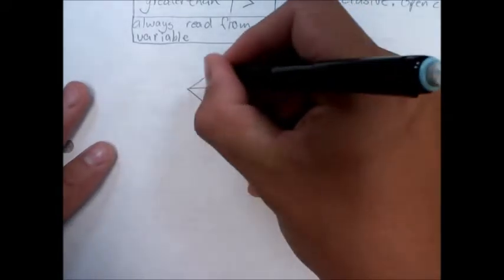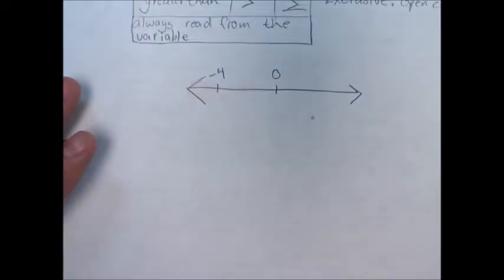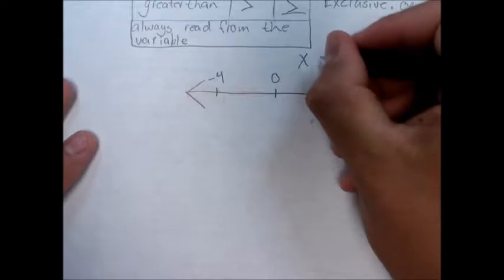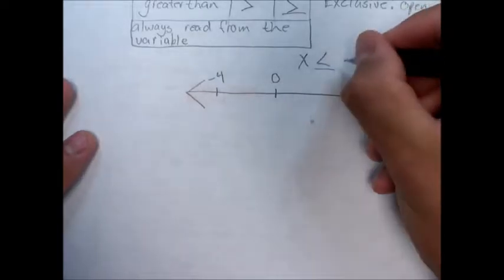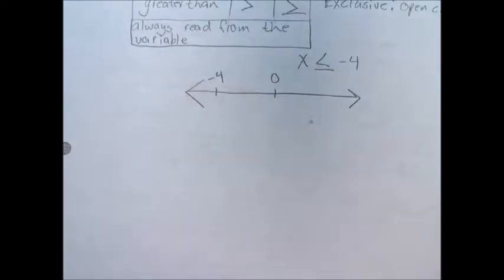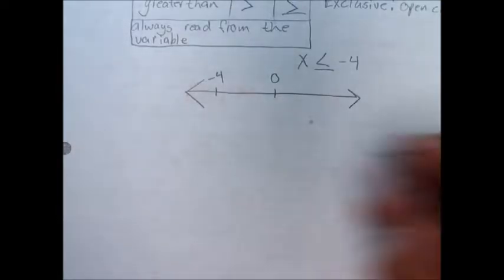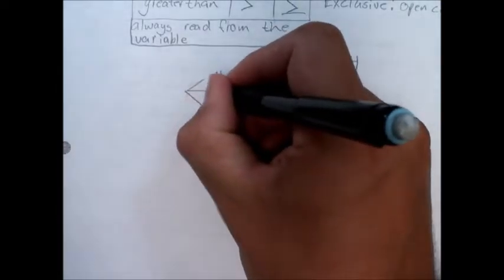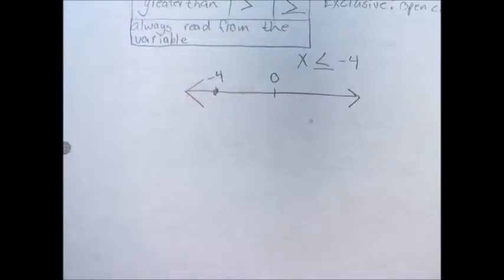So if we were graphing, let's say, -4, that's all I would expect on your number line: arrows, 0, and the number -4. So we're going to graph x is less than or equal to -4, specifically. So it says less than or equal to, meaning solid dot. So I'm going to put a dot at my -4.